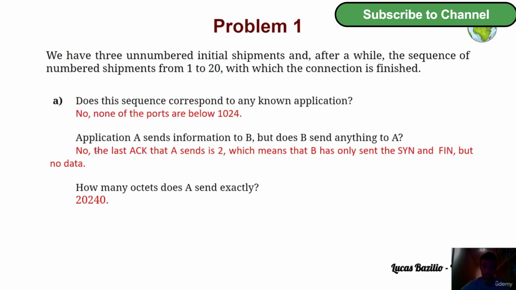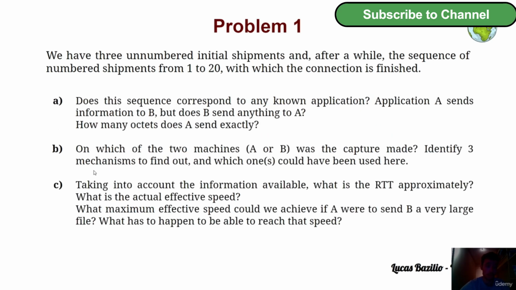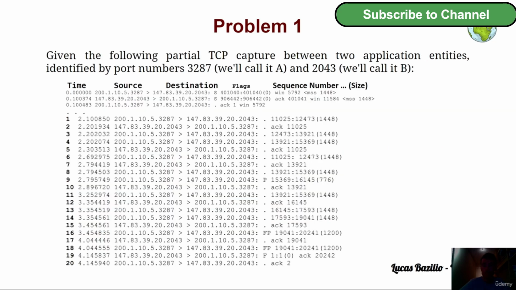In the previous lesson we solved question A, and so question B states: on which of the two machines, machine A or machine B, was the capture made? Identify 3 different mechanisms to find this out, say which one or which ones of these mechanisms can be used in this problem, and justify why. As we analyze this trace, we can see that the capture was made in machine A.